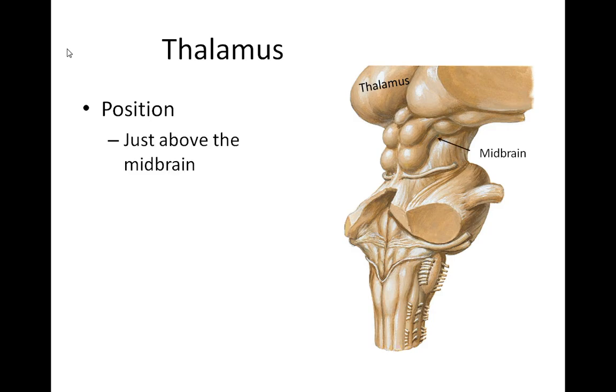above the midbrain, which you can see in this picture here. So that's the thalamus here, those two egg-like structures there, and they lie immediately above the midbrain.